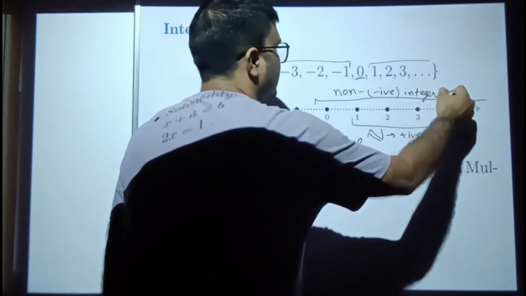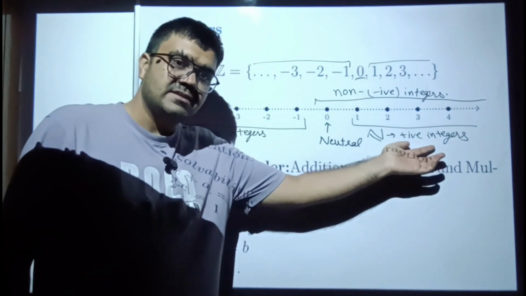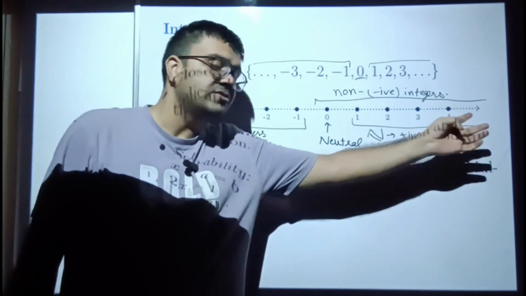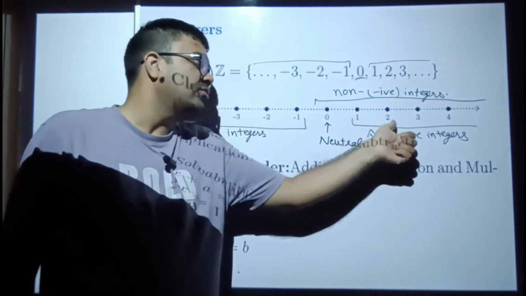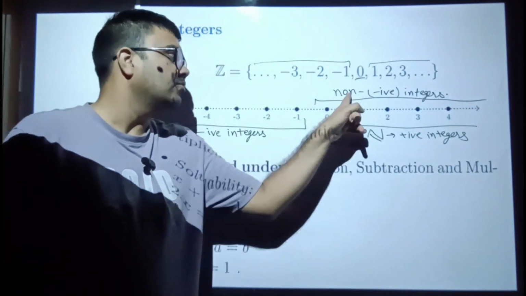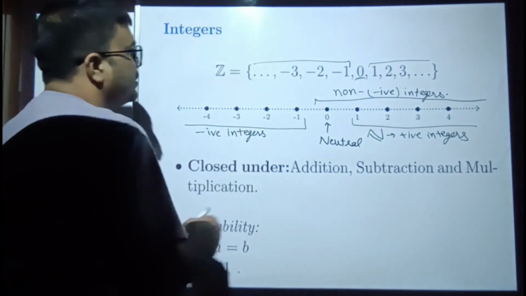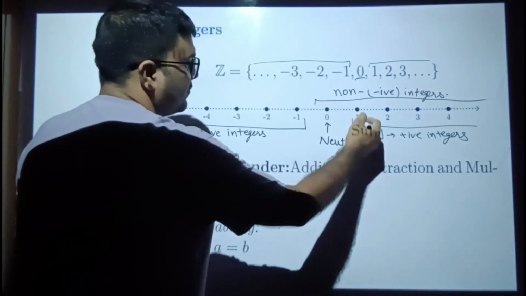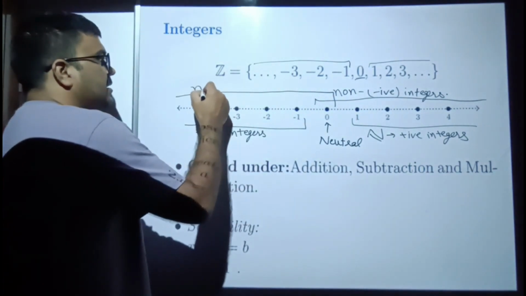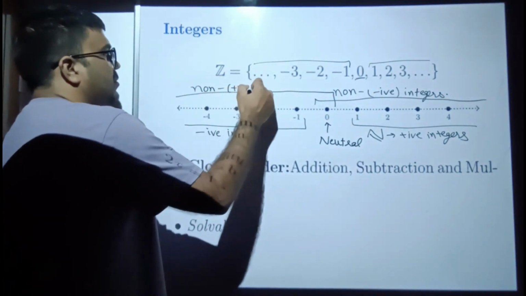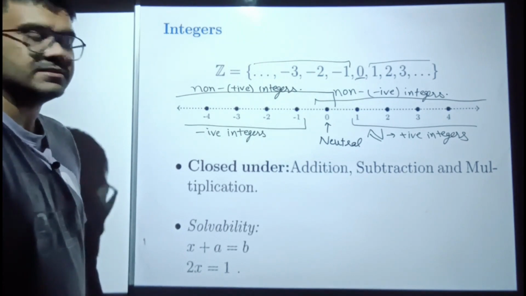integers. It is important to note that when we talk about positive integers, these are the numbers 1, 2, 3, 4, and so on. Non-negative integers are 0, 1, 2, 3, 4, and so on. So 0 is included in non-negative integers, but 0 is not included in positive integers. Similarly, the integers 0, -1, -2, -3, -4 are the non-positive integers.